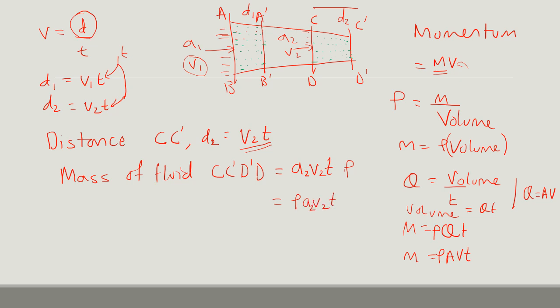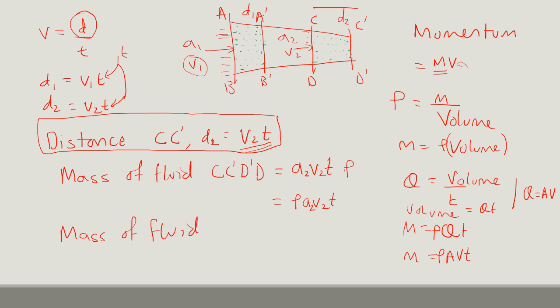t. Now recall that the distance is v2 t2. So just put that in mind for now. So you can see how all this is getting related. And similarly, the mass of fluid at a prime, b prime, b will be equal to rho a1 v1 t.